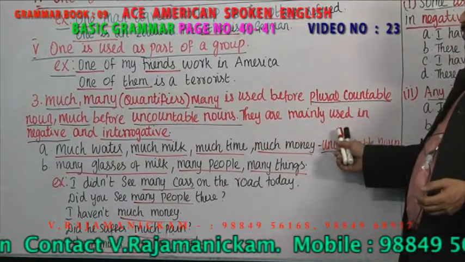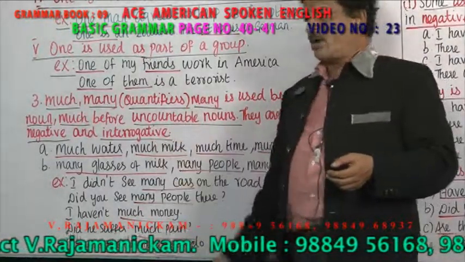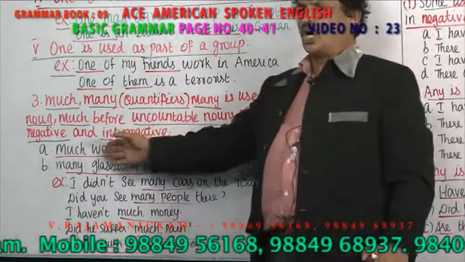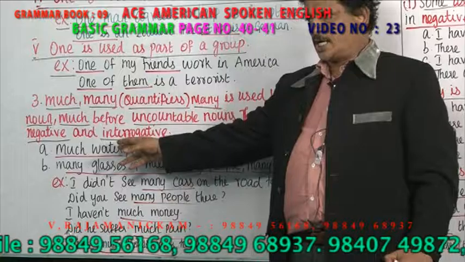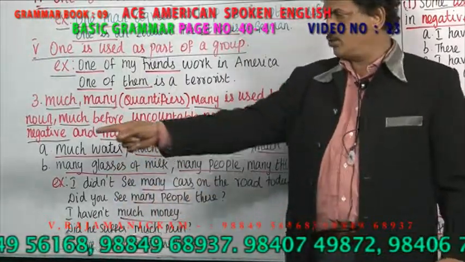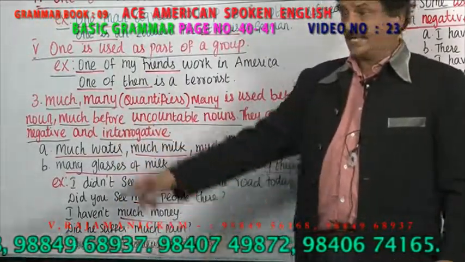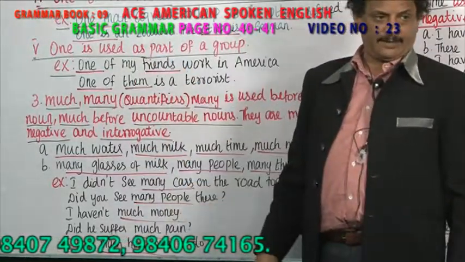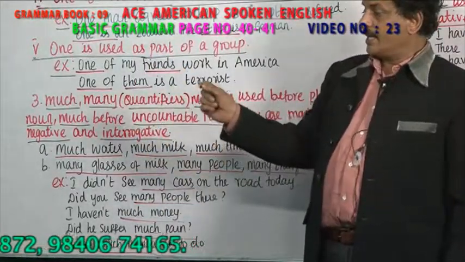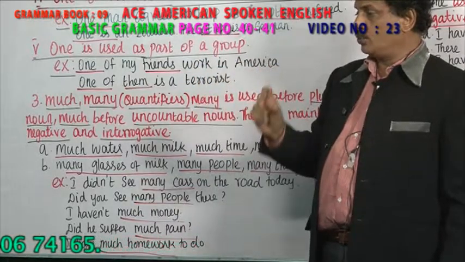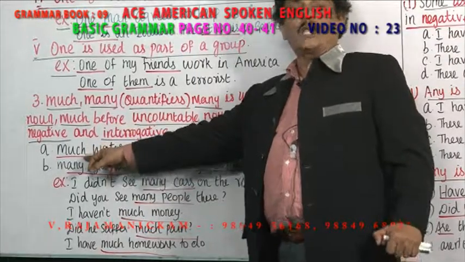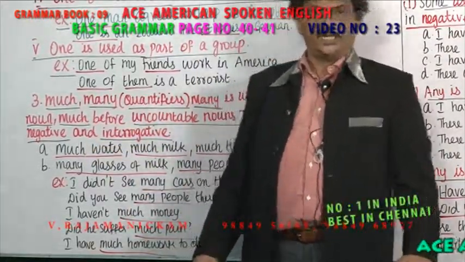They are mainly used in negative and interrogative sentences. See, my dear friends, much water. Water is uncountable. You cannot count, isn't it? I drank 3 waters, I drank 4 waters. No, I drank 4 cups of water. Fine. But you cannot say I drank 18 waters. I drank 20 waters. No. So, water is uncountable. So, you are using much water, quantity.